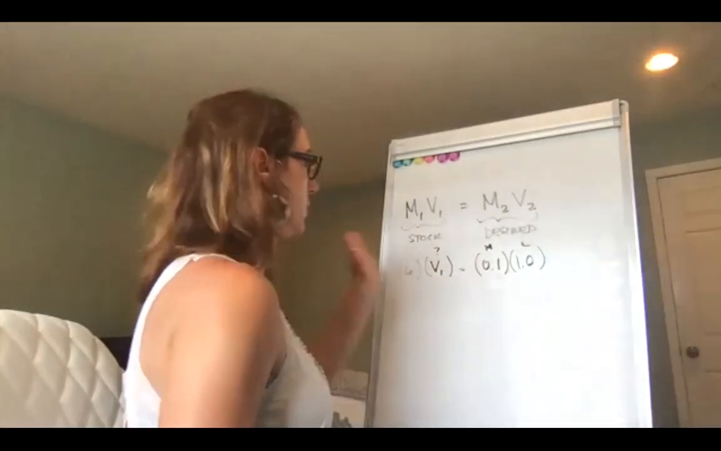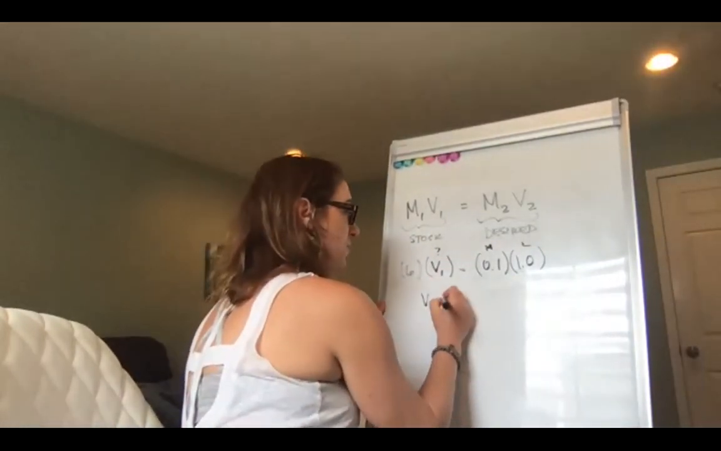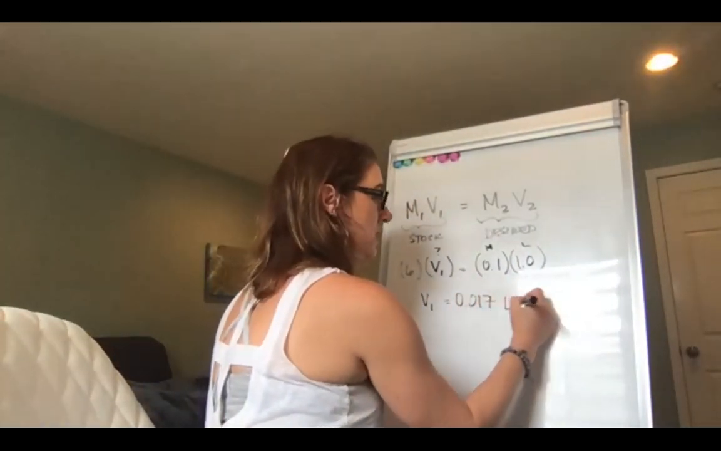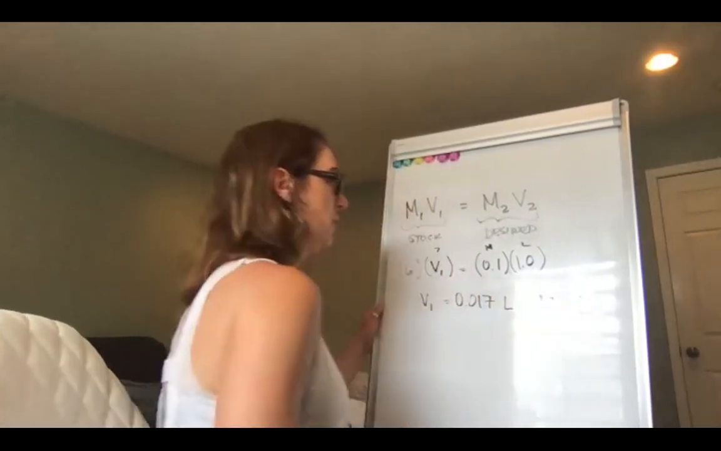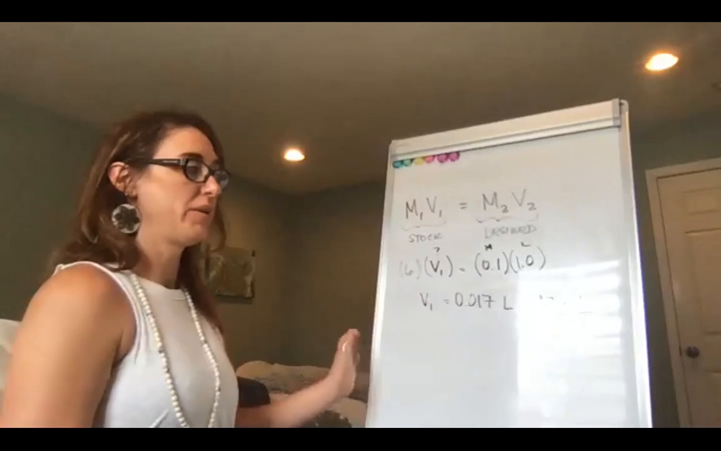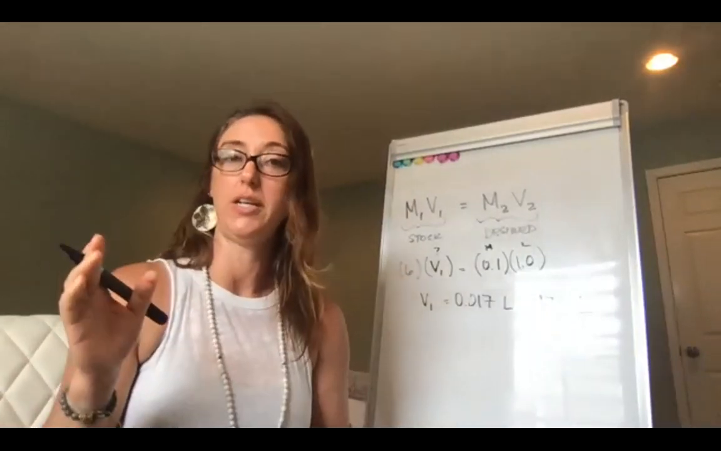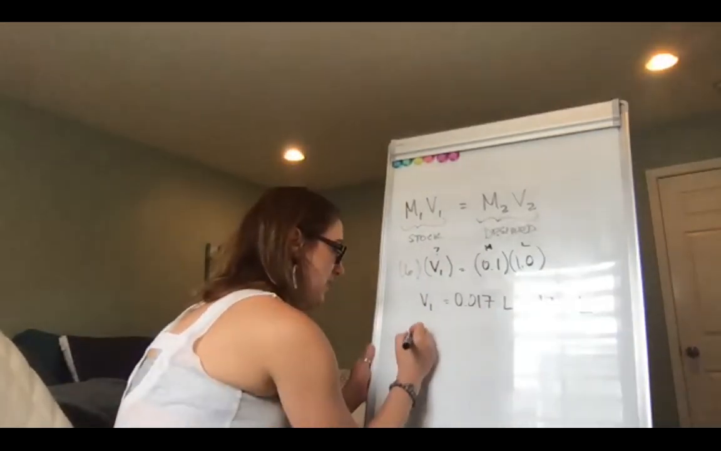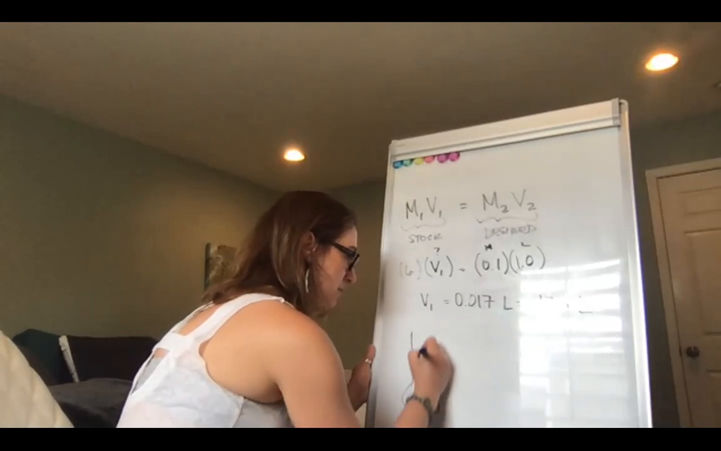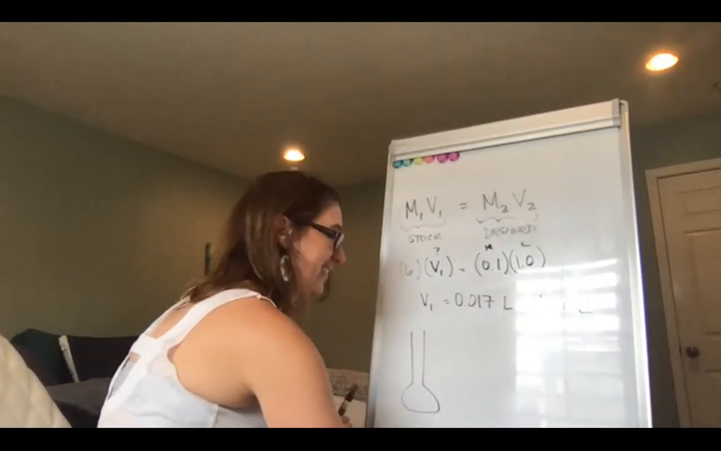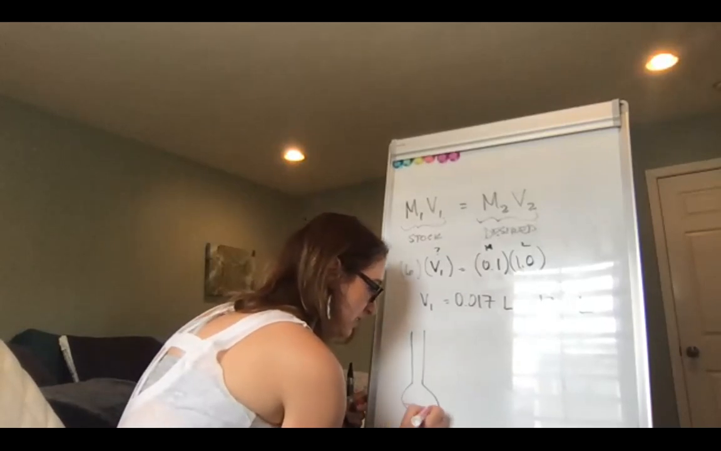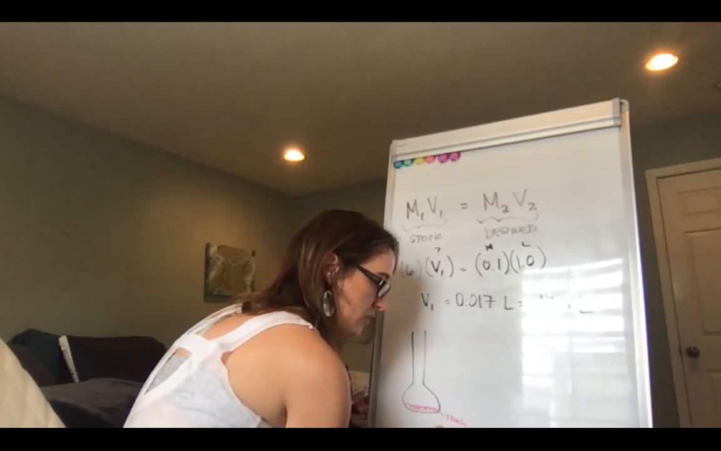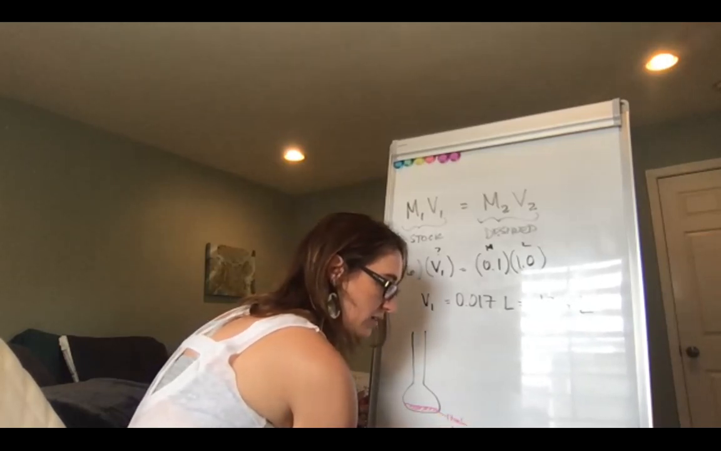And so when you multiply and divide, you end up with this volume of stock is 0.017 liters, which is the same thing as 17 milliliters, right? So I'm going to take that stock solution I just made, the 6 molar silver nitrate, and I'm going to measure 17 milliliters of it. Right, there's my little 17 mils of that 6.0 molar silver nitrate stock solution.